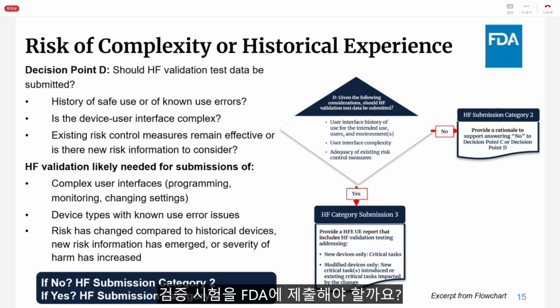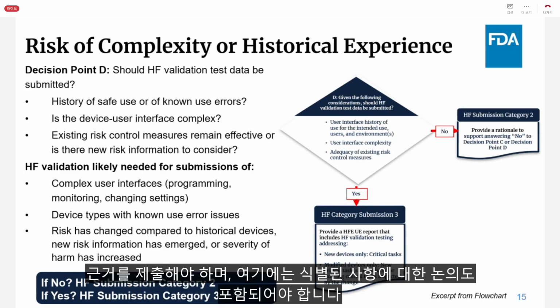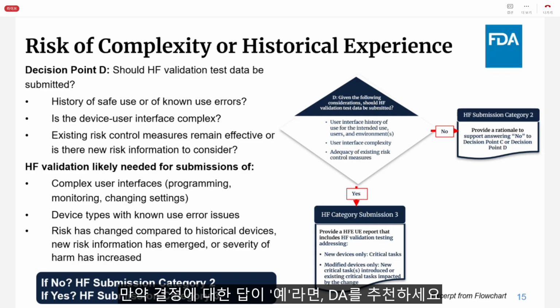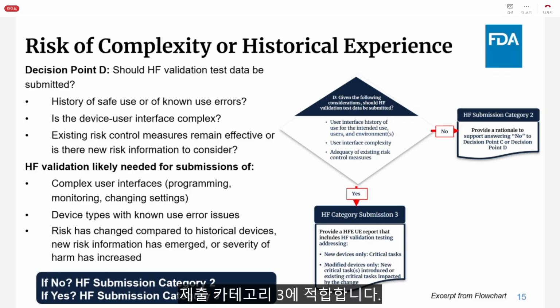If the answer is no to decision point D, the submitter should submit a rationale that clearly describes the basis of their decision to not submit human factors validation in the marketing submission, including a discussion of the identified considerations impacting this decision. If the answer is yes to decision point D, a full human factors engineering or usability engineering report with validation testing would be recommended. This is appropriate for Human Factors Submission Category 3.